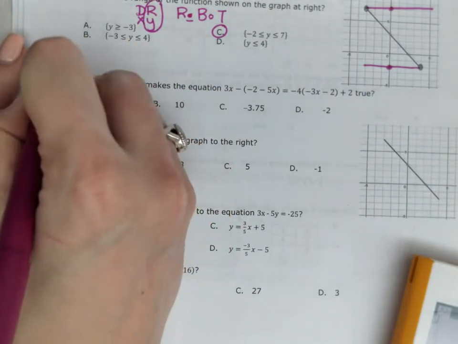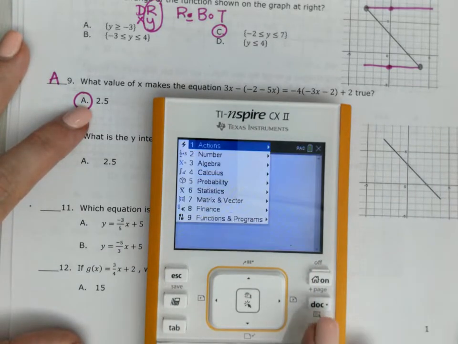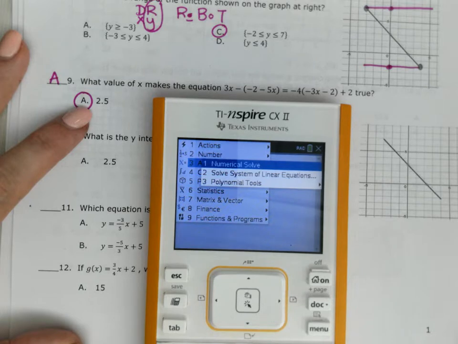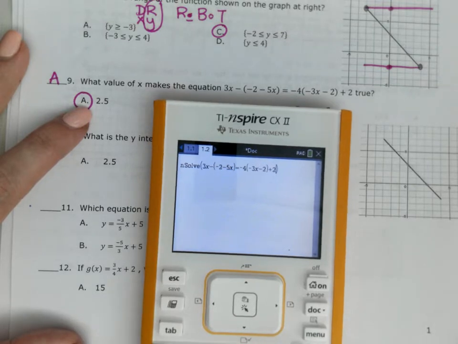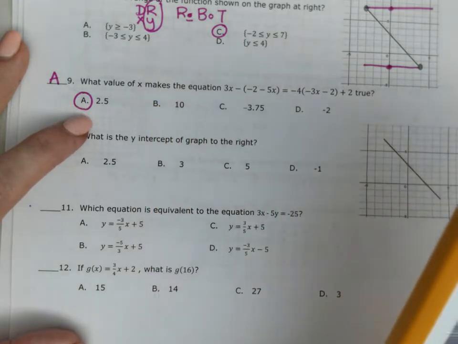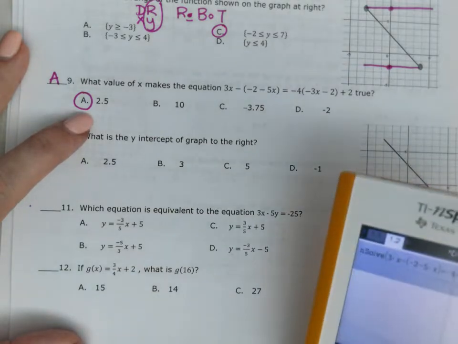You can also do it on the home calculate screen. So if you go to calculate, menu, this is algebra, and we're just solving that one equation. 3x minus parentheses negative 2 minus 5x close parentheses equals negative 4 parentheses negative 3x minus 2 close parentheses plus 2. But then you have to tell it what to solve for. So comma x. And this time I got negative 2.